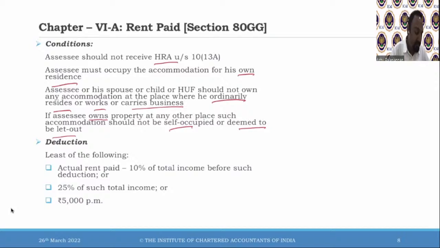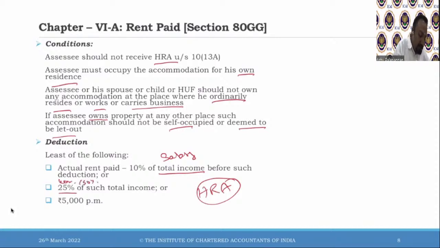Now, what is the deduction? Exactly similar to your HRA. So we will remember the HRA provisions first. Actual rent paid minus 10% of salary, instead of 10% of total income. Instead of 25%, it used to be 40% or 50%, depending upon the location, and it is of salary instead of total income. And instead of 5,000 per month, it is actual HRA. So that is HRA.